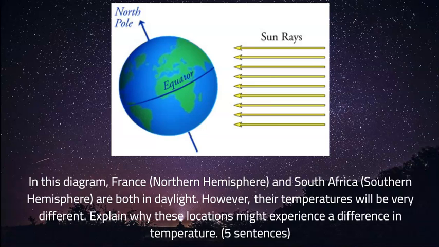Okay, here's a question that is also on our class Padlet. The question says, in this diagram, France in the northern hemisphere and South Africa, located in the southern hemisphere, are both in daylight. However, their temperatures will be very different. Explain why these locations might experience a difference in temperature, using 5 or more sentences.